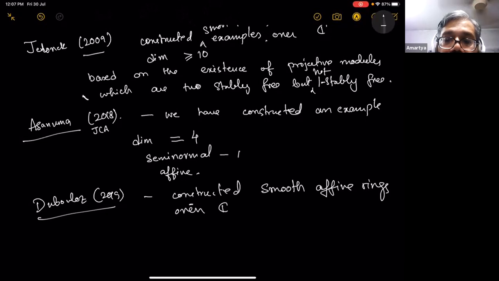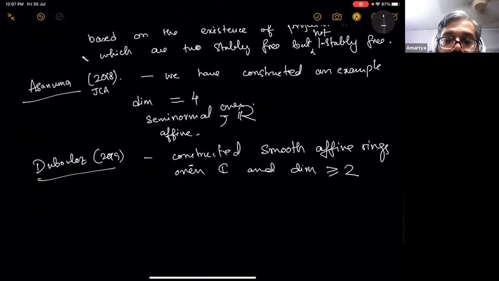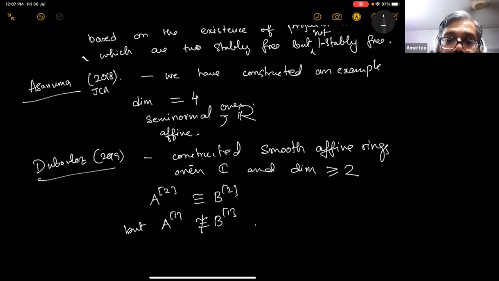So this was over real numbers, over R, and dimension greater than or equal to 2. So for any dimension 2 onwards, we have rings which are A2 stable isomorphic, but not one stably isomorphic. So in some sense, our example is a bit redundant, but it is good to see many examples of cancellation problems. So with this spirit, let me present you that example.